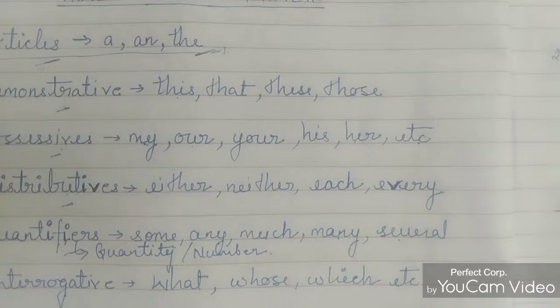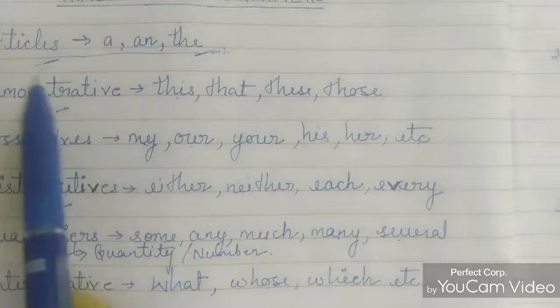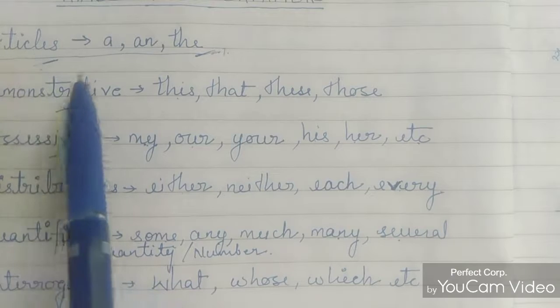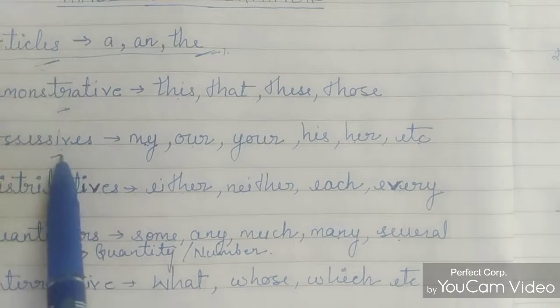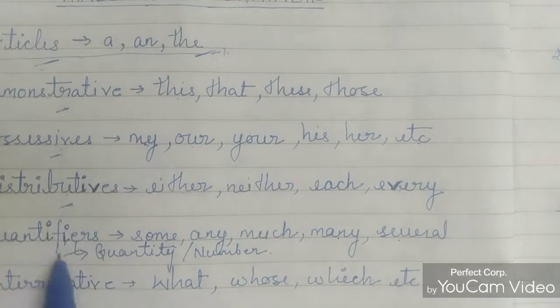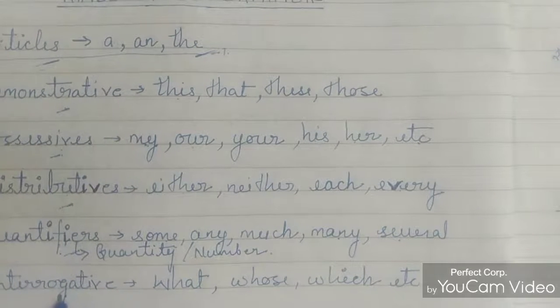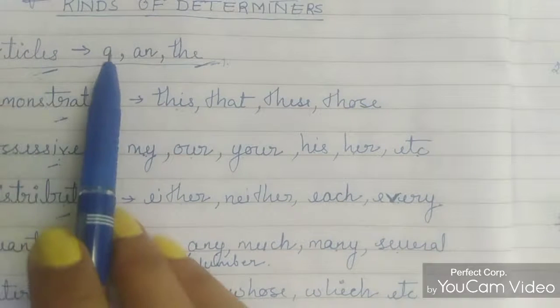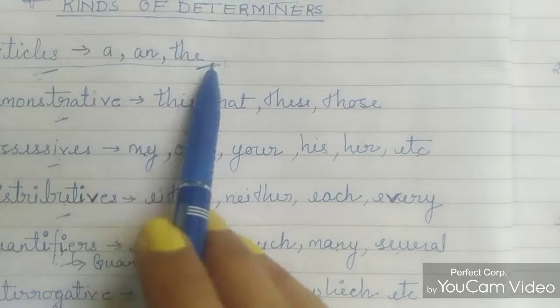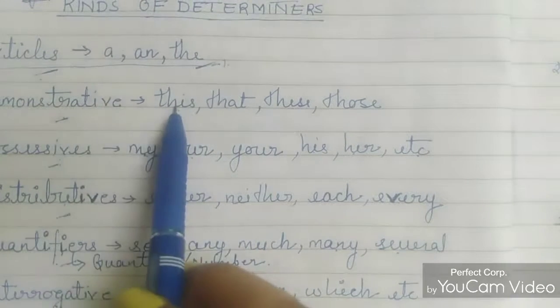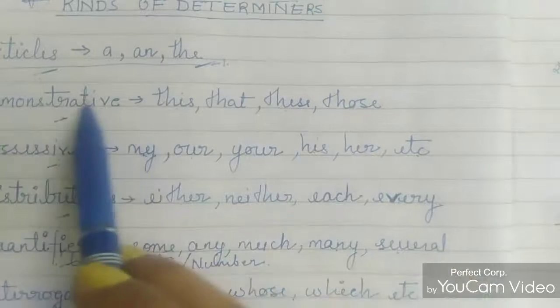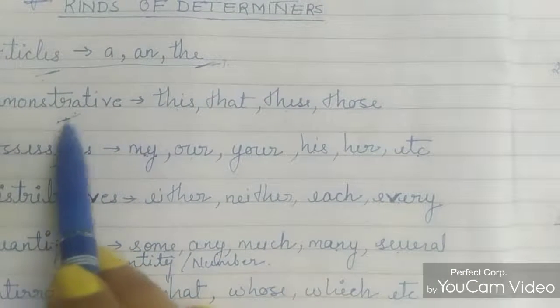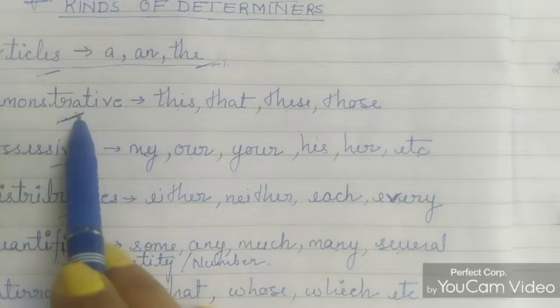There are six kinds of determiners. First is articles, second is demonstrative, third possessive, fourth distributive, then quantifiers, and interrogatives. Here in articles, examples are a and the. In demonstrative: this, that, these, those. Demonstrative means demonstration, that means giving a direction, like this boy, this girl, that boy.